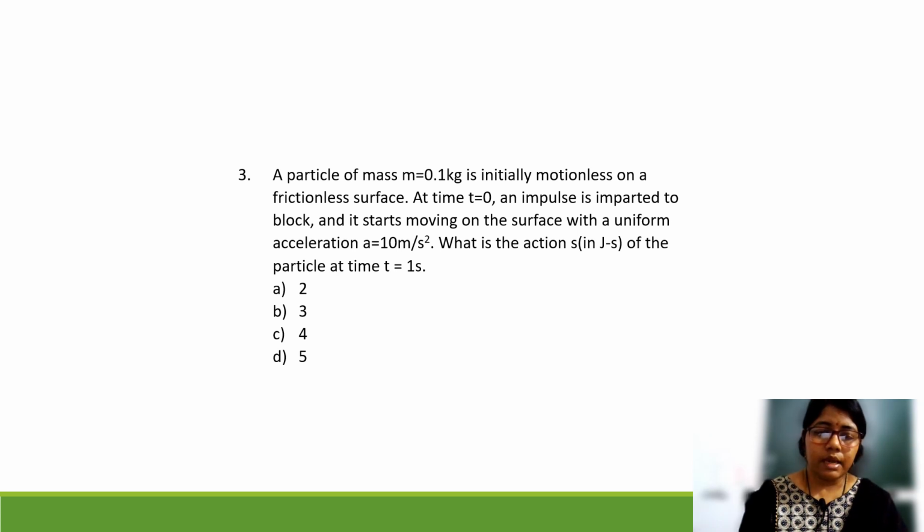A particle of mass m is equal to 0.1 kg is initially motionless on a frictionless surface. At time t is equal to 0, an impulse is imparted to the block and it starts moving on the surface with a uniform acceleration a is equal to 10 meter per second square. What is the action S in joule second of the particle at time t is equal to 1 second? Option A 2, option B 3, option C 4, option D 5.